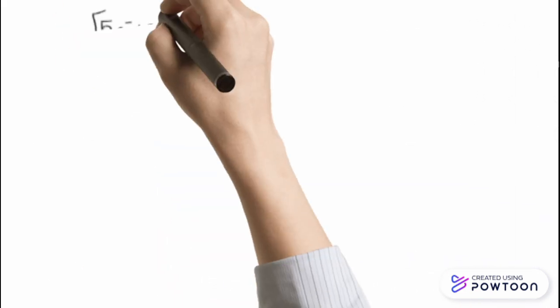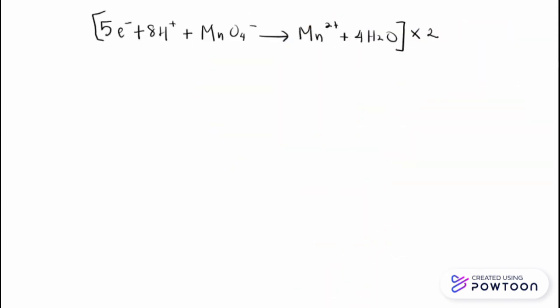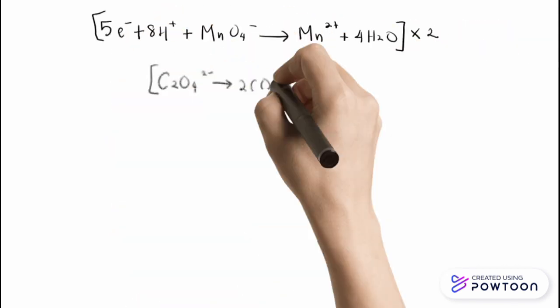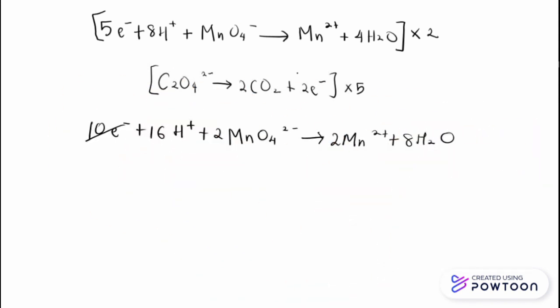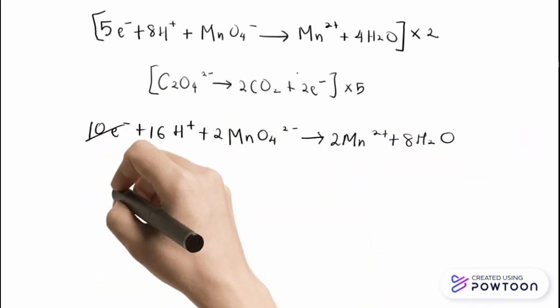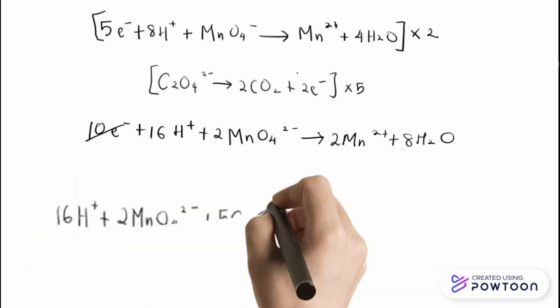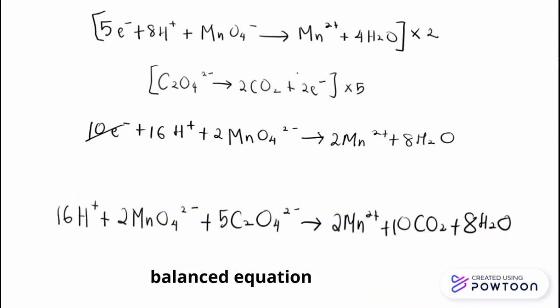We have to combine these equations by multiplying the first equation by 2 and the second equation by 5. Then we can cancel out the electrons because they have the same value on each side. Next, we just need to rewrite it because it is already a balanced equation.